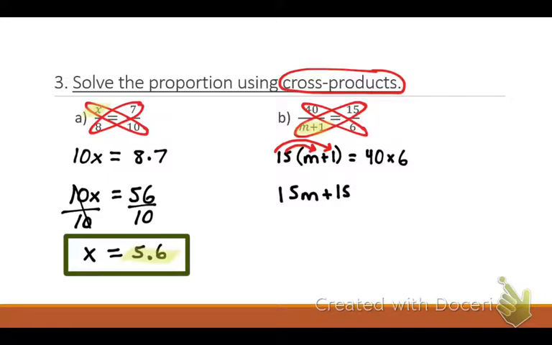Plus 15 equals, Einar, what's 40 times 6? 240. All right, so here we've got a two-step problem. Do you guys see the best friends? Who is it? 15m. So if you remember, you want to always keep the number attached to the variable together as long as you can. Brayden, what should I do first?